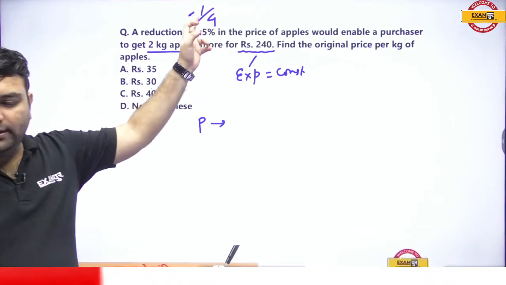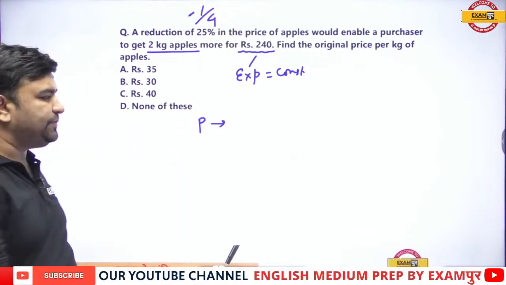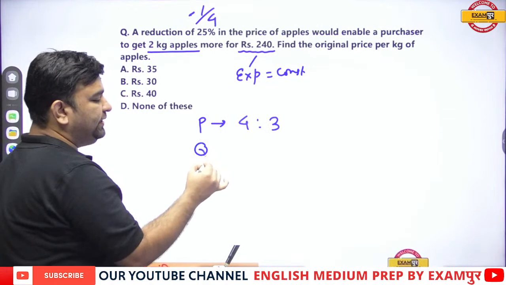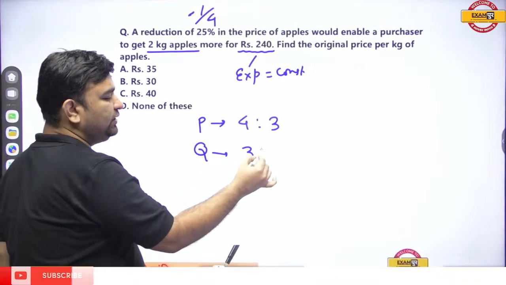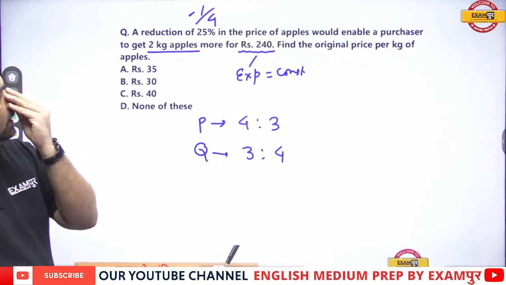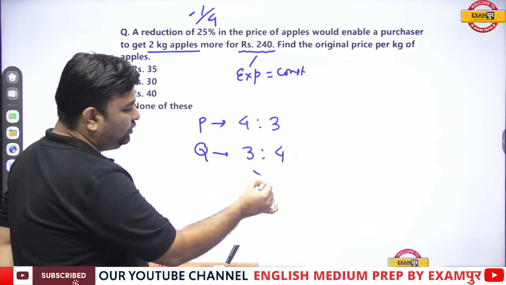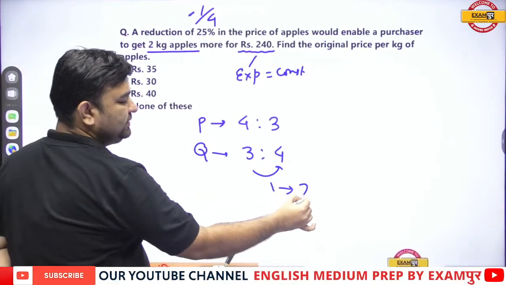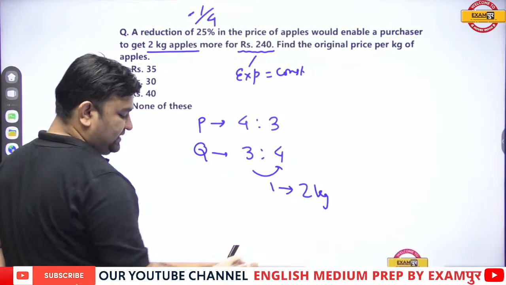From 4, it is decreasing by 1, so it is becoming 3. So quantity should be changing in the inverse ratio, 3:4. How much is it increased according to the ratio? 1, which is given as 2 kg.